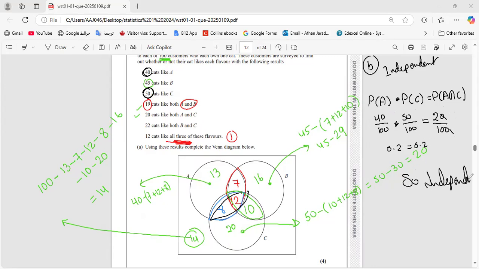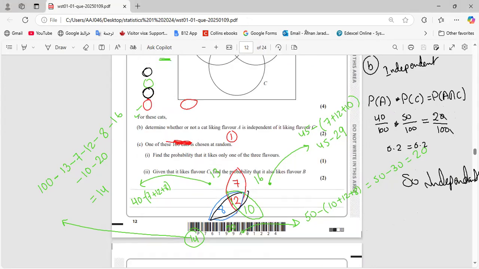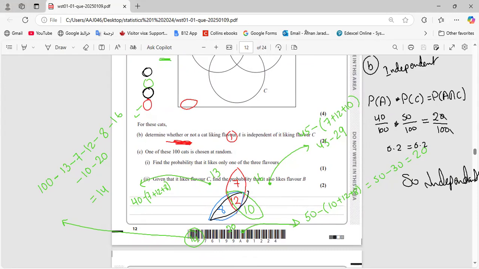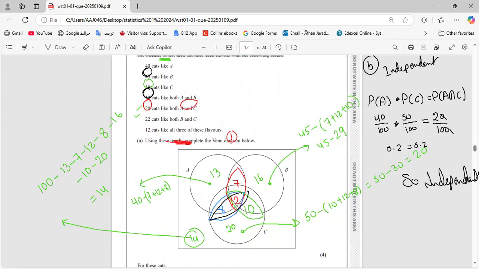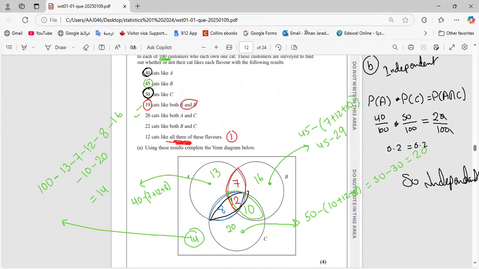Independence equals to each other, so independence. Okay, going to C. One of these 100 cats is chosen at random. Find the probability that it likes only one of the three flavors. So A only, or B only, or C only. Look at or, any probability is plus.